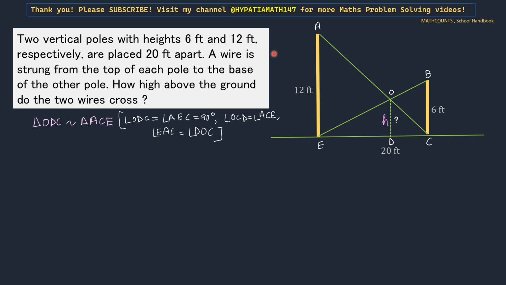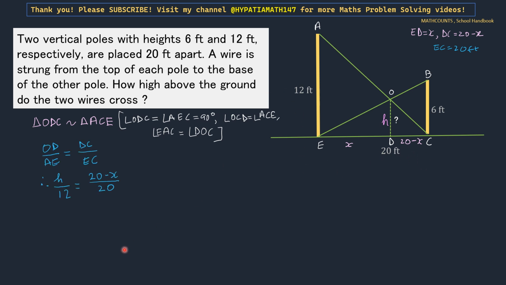So applying the properties of similar triangles, we would get, before that, one more thing I need to do is to mark out ED is x, and therefore CD would be 20 minus x. So I wrote that down, ED is x and CD is 20 minus x, and also EC is 20 feet, and that's what we've been given. They are 20 feet apart, so EC is 20.